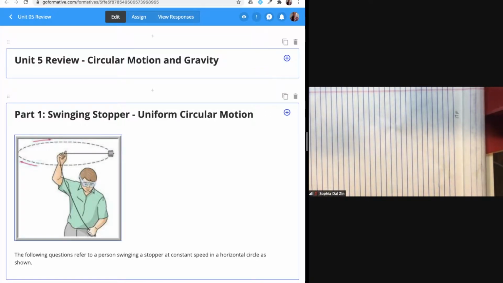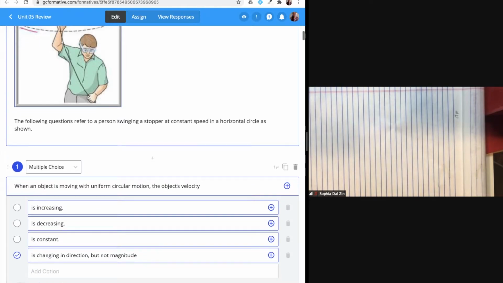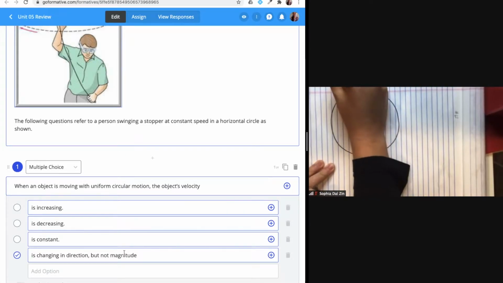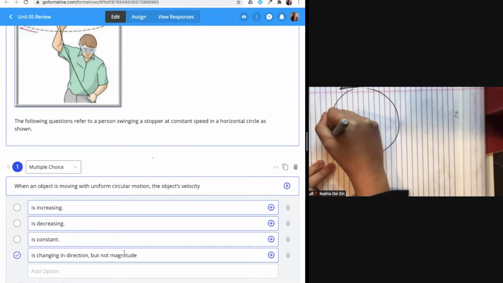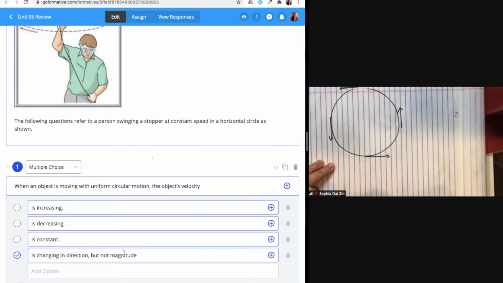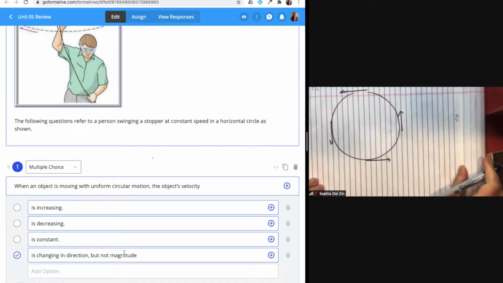First off, we have the swinging stopper in uniform circular motion. Uniform circular motion means that your object is traveling with constant speed, but the velocity is always changing in direction, not magnitude. You can think of this as the velocity sometimes traveling left, sometimes down, sometimes right, and sometimes up. So the velocity changes even though the speed stays the same.